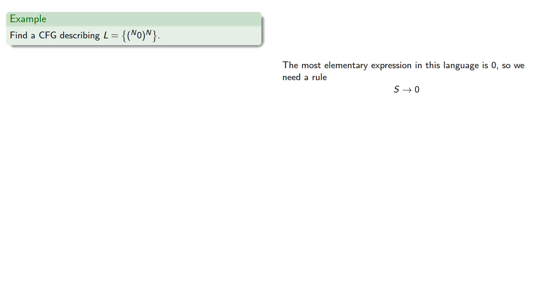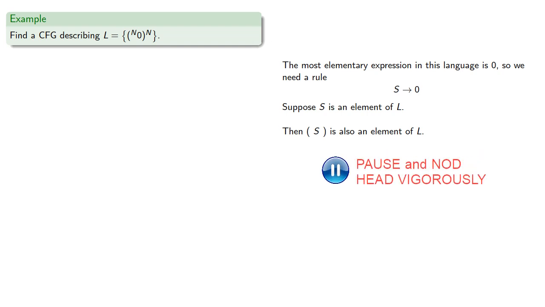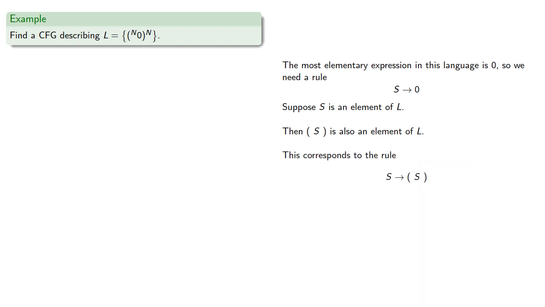Now we want to find a way of creating new expressions from the existing variables. So let's consider. Suppose we have an expression that's an element of our language. Then if we throw a set of parentheses around that expression, it's still an element of our language. And so this corresponds to the production rule, S produces (S). And so we can describe our grammar rules as S produces zero, or S produces a set of parentheses around S.